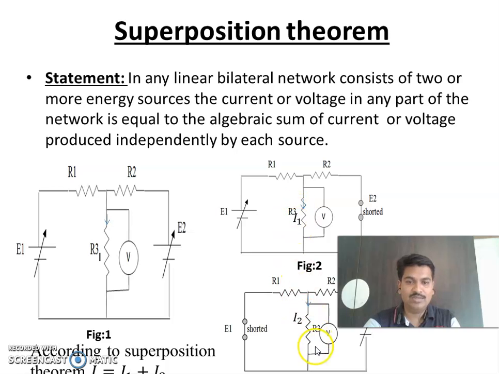Now I am taking the algebraic sum of these two. Algebraic sum means if the currents are flowing in the same direction, I can easily add these two currents. Since in these two figures the currents are in the same direction, I can take the algebraic sum as I1 plus I2. Now this algebraic sum should be equal to the current flowing in the main figure 1. So according to the superposition theorem, the current I is equal to I1 plus I2. This is how we can explain the superposition theorem.